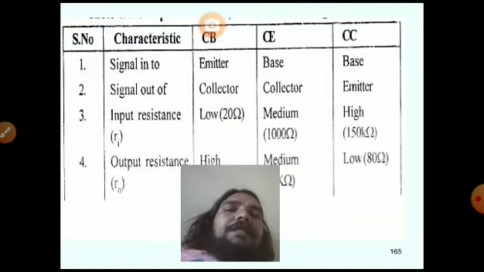Next, third point is input resistance RI. In common base configuration it is very low, that is 20 ohms, and in common emitter configuration input resistance is medium, that is 1000 ohms or 1 kilo ohm. Next, in common collector configuration input resistance RI is very high, that is 150 kilo ohms.